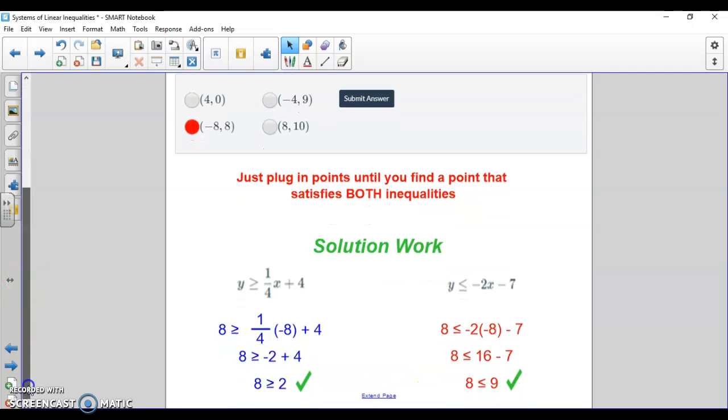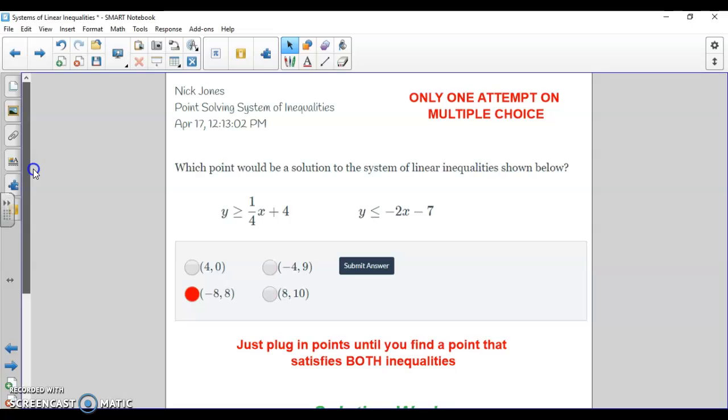It happens to be -8, 8. Here's the work for it. You can just type this into a calculator, you can do it in your head, whatever you want. Alright, you just have 3 multiple choice questions, just testing those points out.